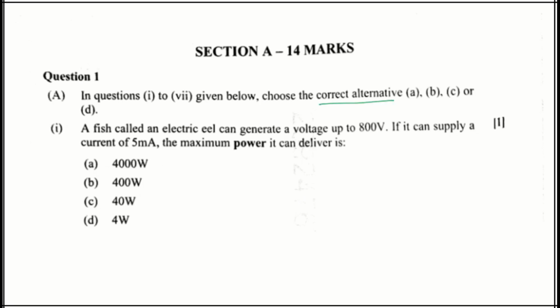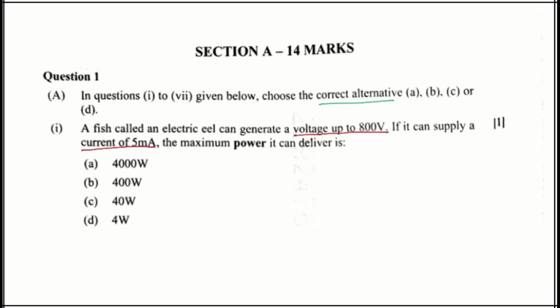Question number 1. A fish called an electric eel can generate a voltage up to 800 volts if it can supply a current of 5 milliampere. The maximum power it can deliver is. Options are A 4000 watt, B 400 watt, C 40 watt, D 4 watt.